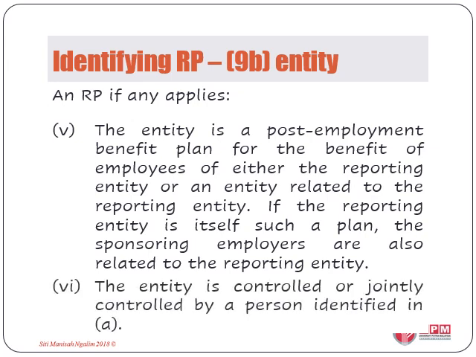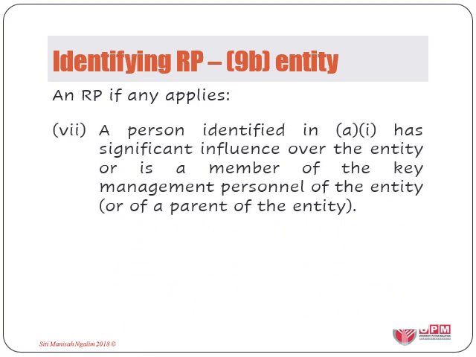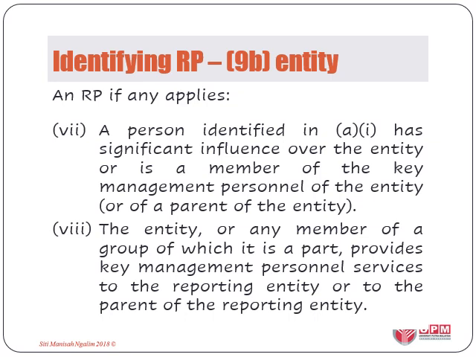Sixth, the entity is controlled or jointly controlled by a person identified in A, thus the entity is related party to the person. Seventh, a person identified in A1 has significant influence over the entity or is a member of the key management personnel of the entity or of a parent of the entity. Thus the entity is related party to the person. Eighth, the entity or any member of a group of which it is a part provides key management personnel services to the reporting entity or to the parents of the reporting entity.